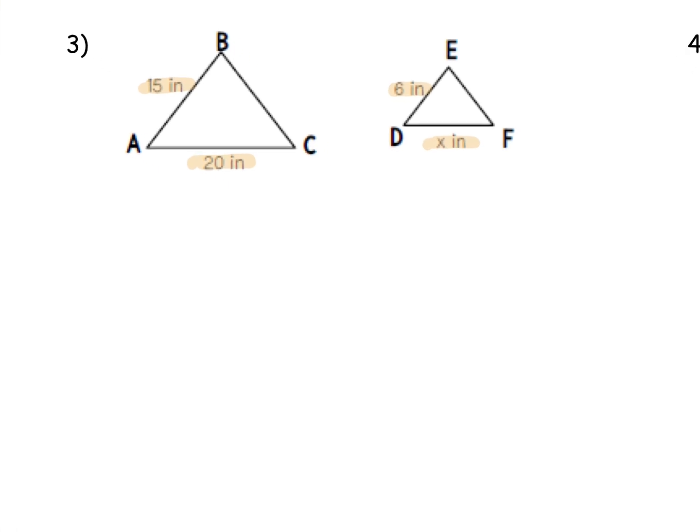So I've got 15 over 20 is going to equal 6 over x. Cross multiply and divide. So I've got 15x equals 120. Divide by 15. X equals 8 inches.